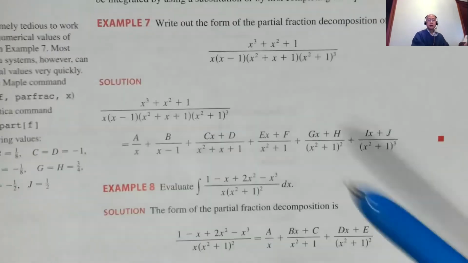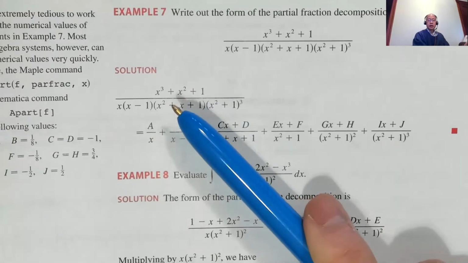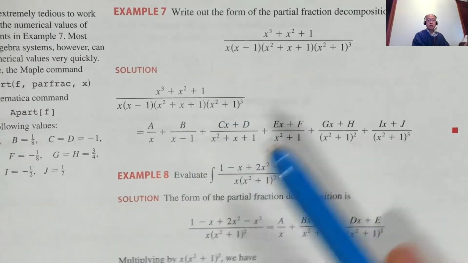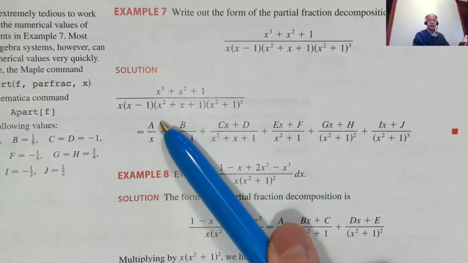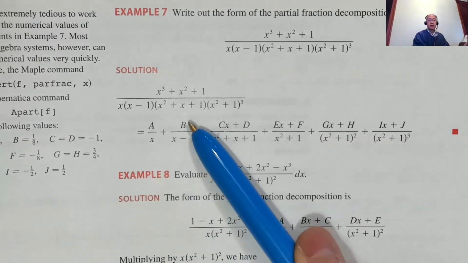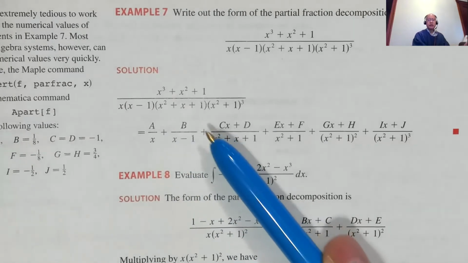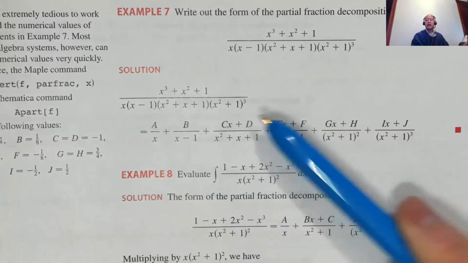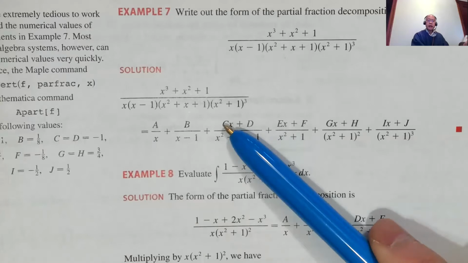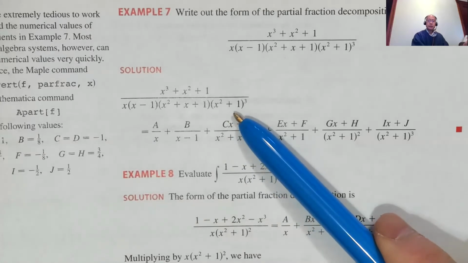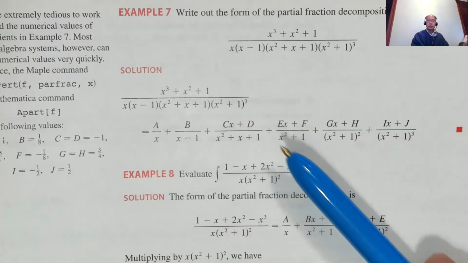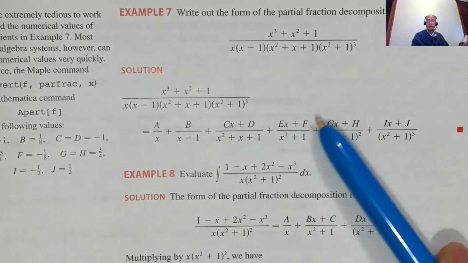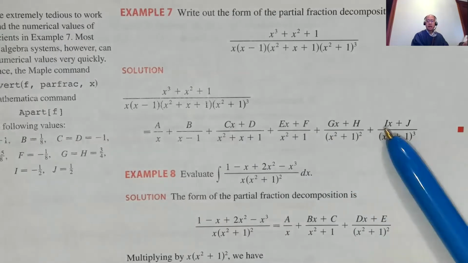Okay, so let's look at this. Quick note, this is third degree. This is way more than third degree, right? So we're good. Okay, x, A, x minus 1, B. X squared plus x plus 1 is an irreducible quadratic, Cx plus D. And now a repeated irreducible quadratic, x squared plus 1 is repeated. So x squared plus 1, x squared plus 1 squared, x squared plus 1 cubed, Ex plus F, Gx plus H, Ix plus J.